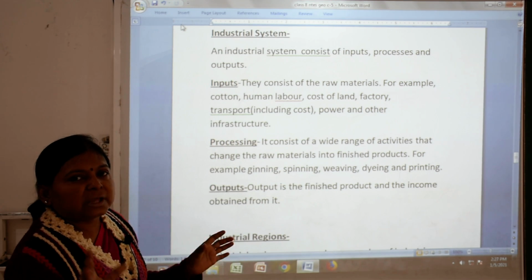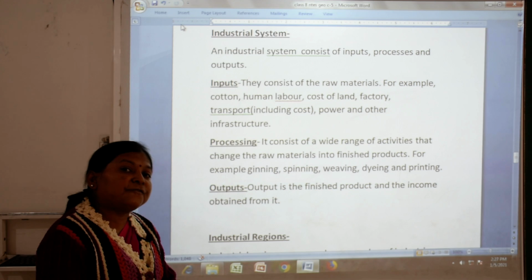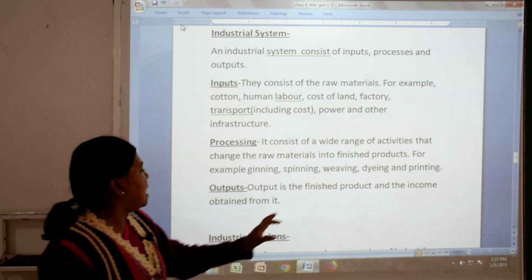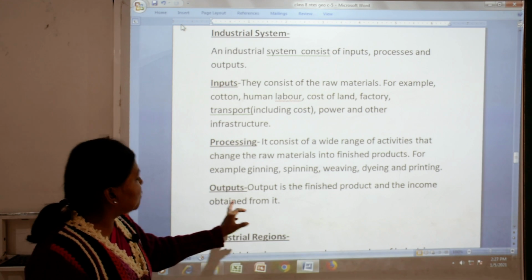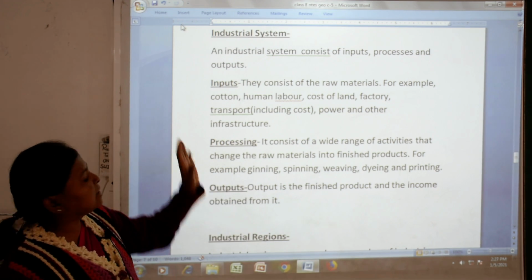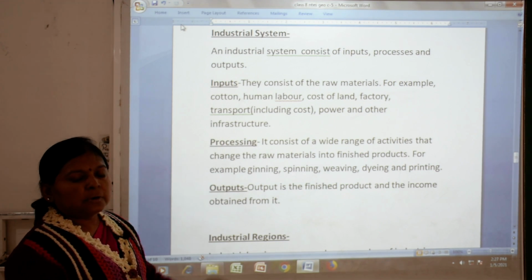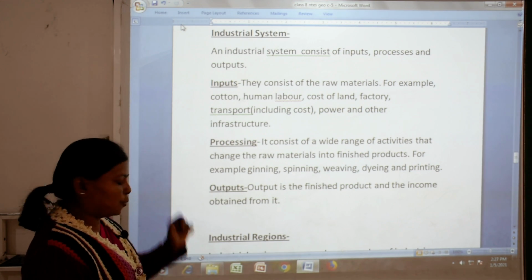Next is the output, the result. Output is the finished product, and it will be sent into the market and they will get the income from it. So in this way, in the industrial system, three things are very important, which are input, processing and outputs.